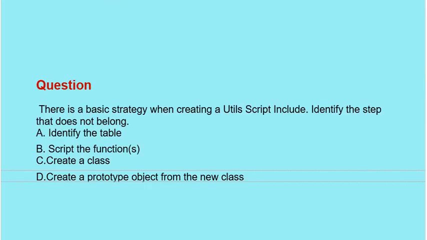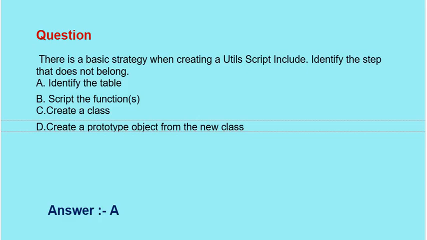Question is there is a basic strategy when creating a utils script include. Identify the step that does not belong. Option A identify the table. Option B script the functions. Option C create a class. Option D create a prototype object from the new class. Correct answer is option A.